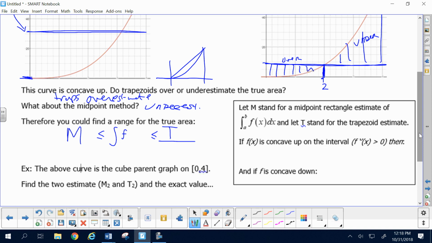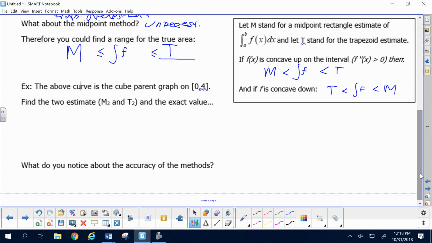If f is concave up on the interval, then the area will always be less than the trapezoid and more than the midpoint. But if f is concave down, then the true area under the curve is more than the trapezoid, less than the midpoint. Is the midpoint always going to be larger than that? Because I feel like in some situations. So yeah, this is generally speaking. If there's changes in concavity, then all bets are off.